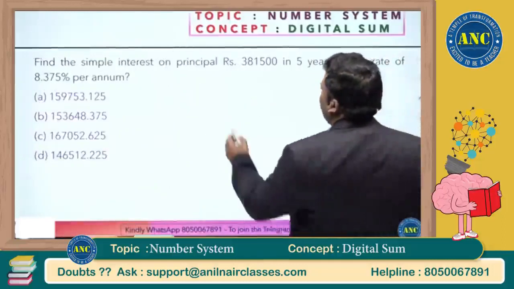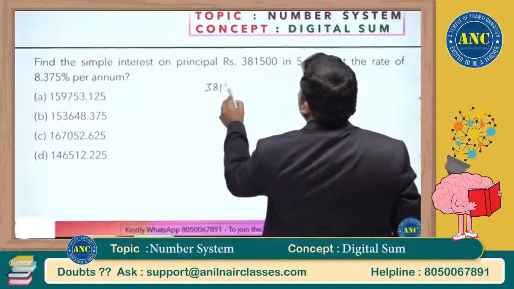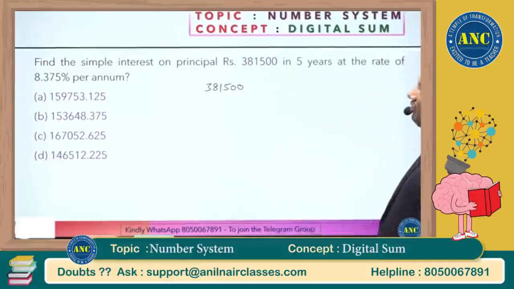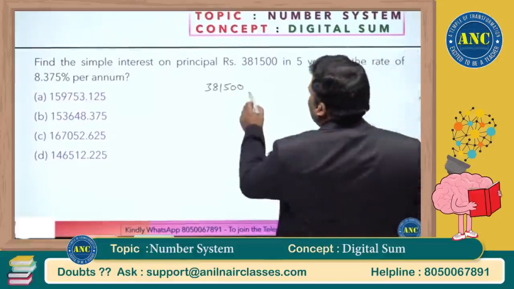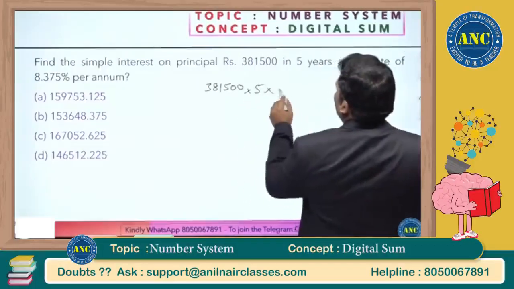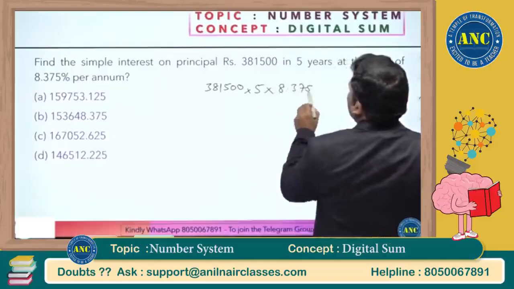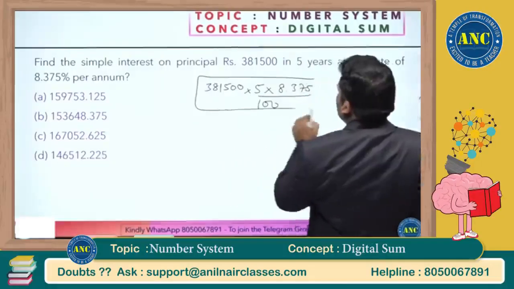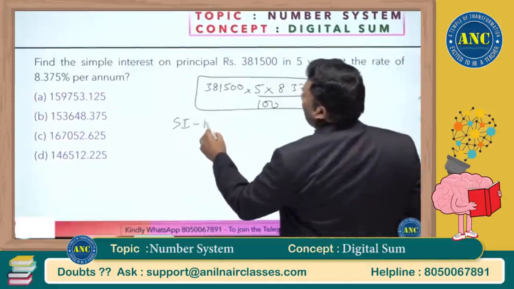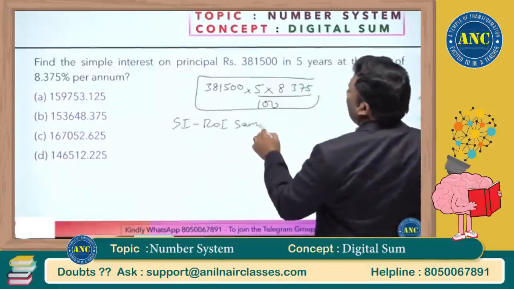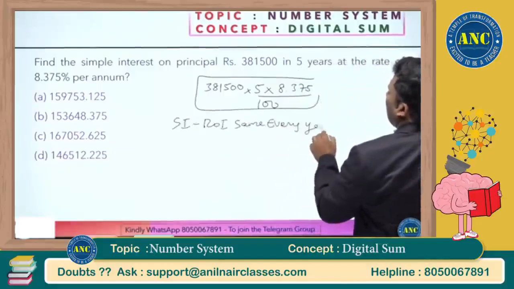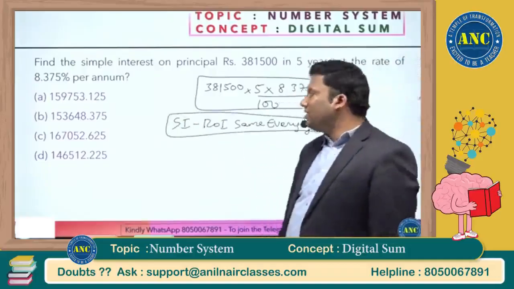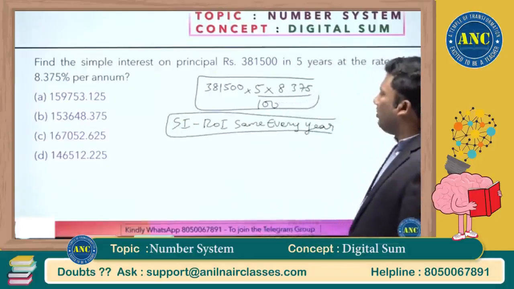Find the simple interest on principal. Principal is 381,500, in 5 years, at the rate of 8.375 percent. That means for 5 years, every year the rate is 8.375 percentage. It is simple interest. In simple interest, the rate of interest remains the same every year. First year it is 8.375. Second year it is 8.375. 5 years it is 5 into 8.375.